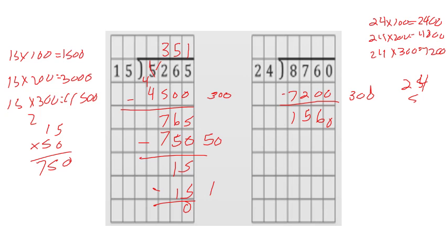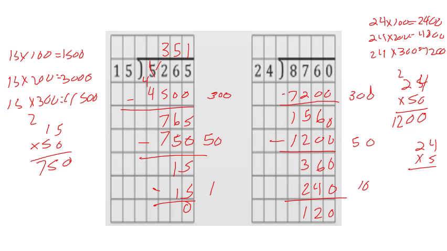24 times 50. That gives us 1,200. So let's take that 50 out just to get it down to a manageable number. We have 360 left. Okay. Well, I know if I take 10 out, that's going to be 240. That leaves me 120. And I'm pretty sure 24 times 5 is going to give us 120. And it does. So when we add them up, we end up with 300, 350, 360, 365.